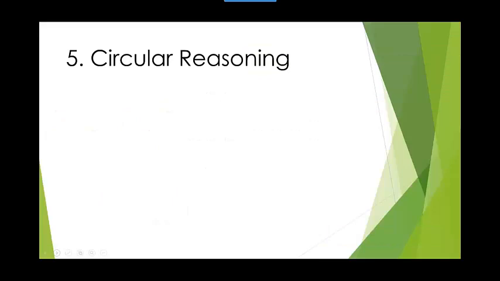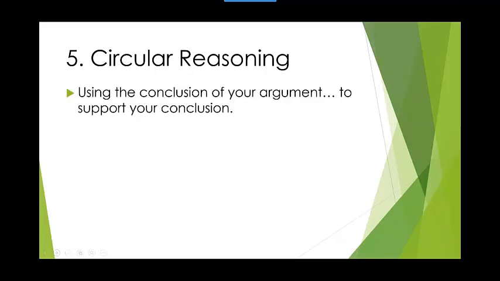Okay. All right, so circular reasoning is next. This one's a little tricky. It's especially difficult to find examples. There are some subtleties here. This is using the conclusion of your argument to support your conclusion. So you assume that the thing you're trying to prove is true, and then use that to show that the thing is true. You kind of go in a circle.